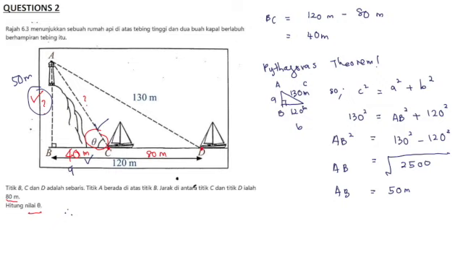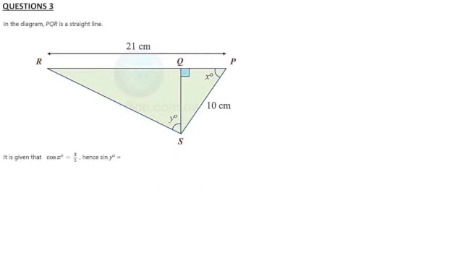Okay, examine your diagram, right angle triangle, which one is adjacent, which one is opposite. Then you know you can use TOA, opposite over adjacent. So tangent theta is equal to 50 over 40. So theta is inverse tangent 50 over 40, which is equal to 51.34 degree.